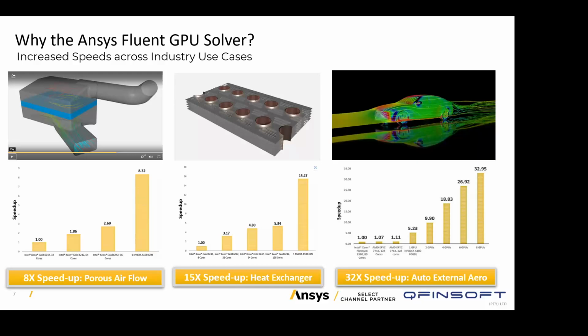And then on the right hand side, we have flow over a vehicle, and there we compare the Intel Xeon Platinum processor with 80 cores to 8 GPU A100 cards. And there the 8 cards is about 33 times faster than the Xeon Platinum processor.